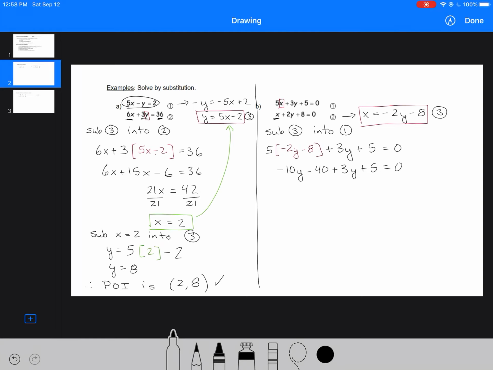So minus 10 plus 3 gives me minus 7y. And then I've got minus 40 plus 5, so minus 35 on the left side. I'm going to move that over to give me positive 35. And this is going to leave me with minus 5 as my value for y.